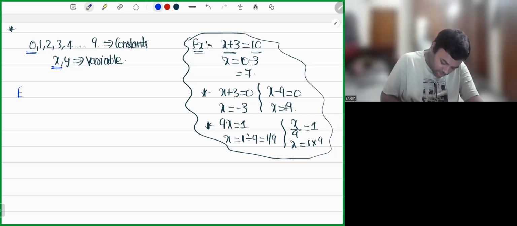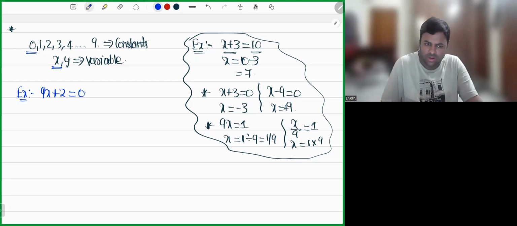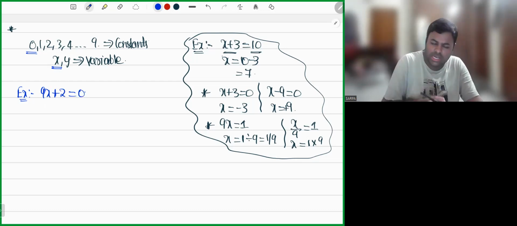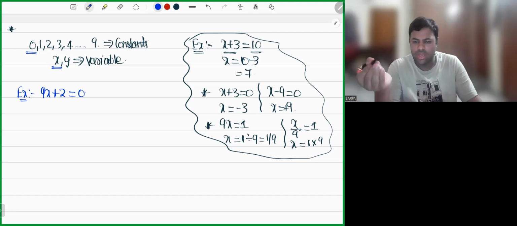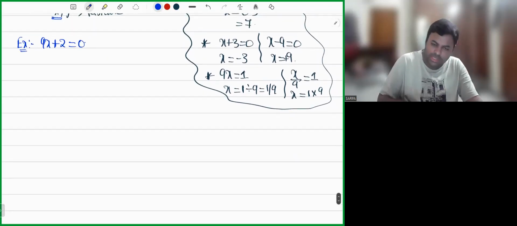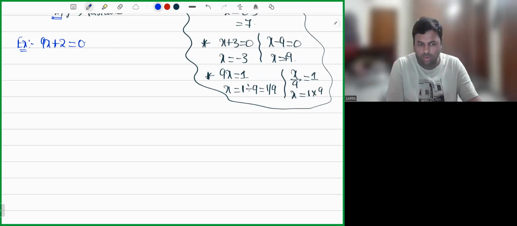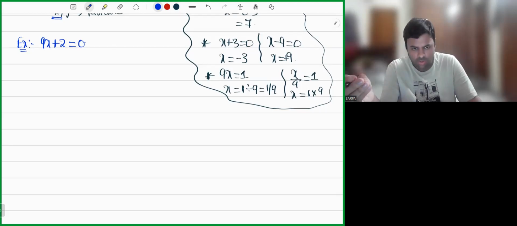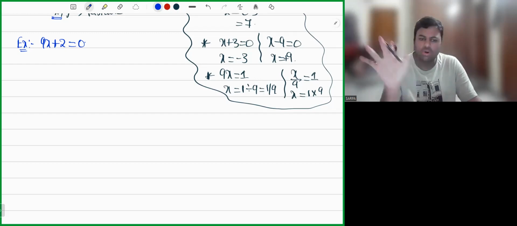Like, say, for example, my dear friends, I'm having 9x plus 2 is equals to 0. This is an algebraic expression. And it's also called an equation. So what do you mean by equation? Anything which equates itself to a constant or to 0, where some variables are there, is called an equation. Now I'm having 9x plus 2 equals to 0. It's an equation because anything which equates itself to 0 and which has a variable in it is called an equation.